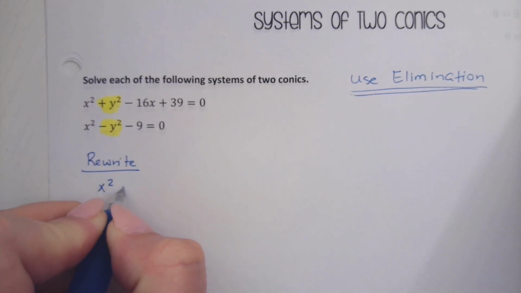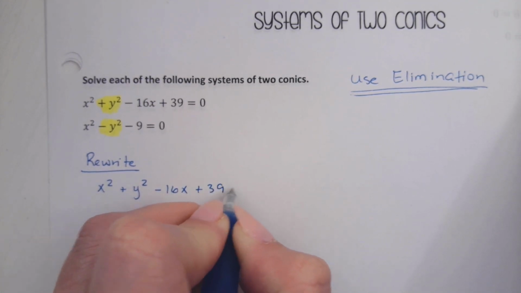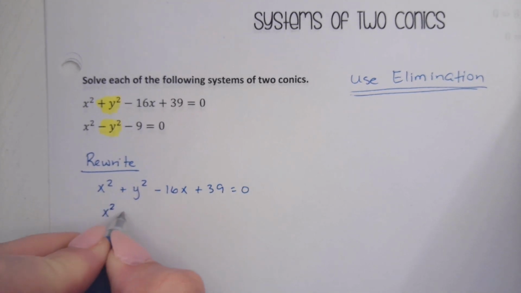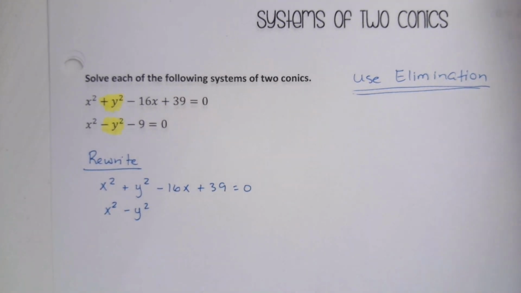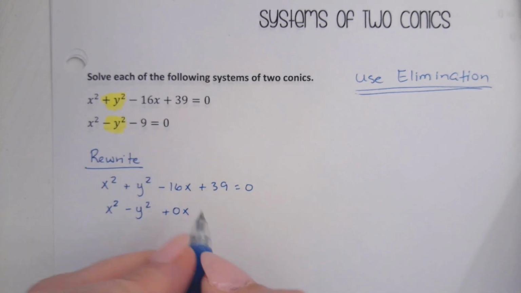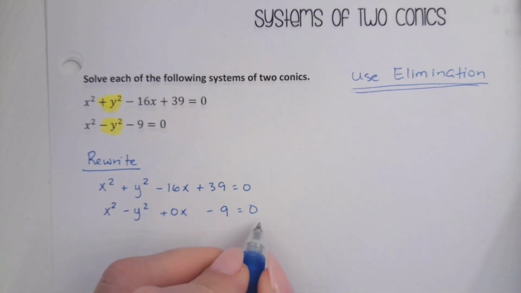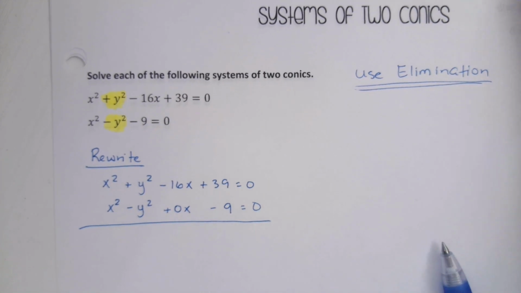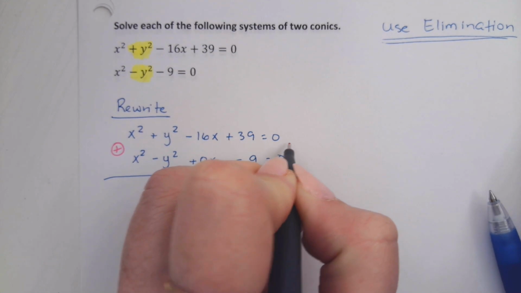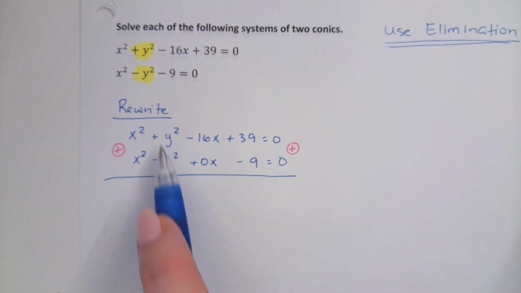So I'm going to keep the first one the same. Plus 39 equals 0. The second one, I'm going to make sure my x squared is lined up, my minus y squared is lined up. The second one doesn't have an x term, so I'm just going to write 0x. And then I'll put my -9 lined up with the 39. Okay, so now should we add or should we subtract? Add, definitely add, because they have opposite signs for the y squared and the negative y squared.